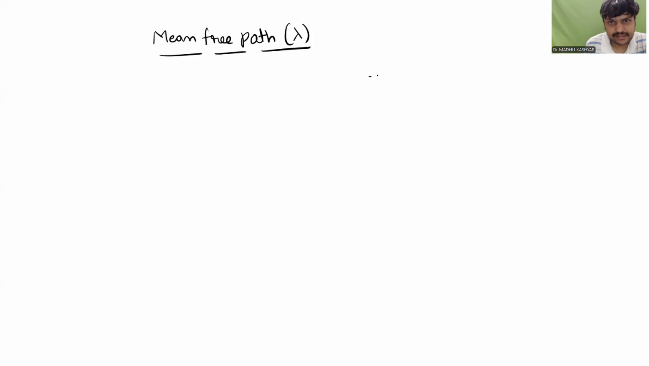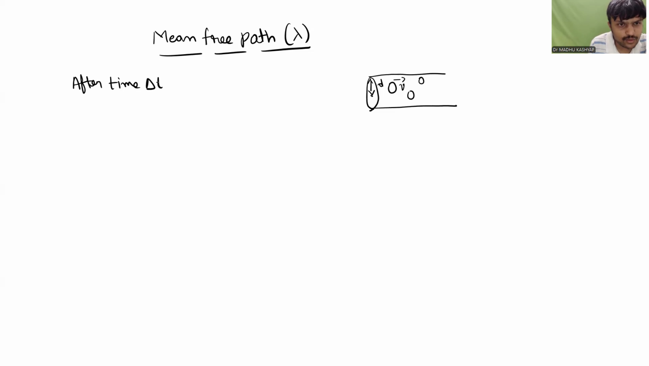So let us consider a cylinder, and let us imagine there are gas molecules inside this cylinder. From the center, let us say the radius is d. Let us consider one gas molecule moving with a velocity v. So after some time, say delta t, what will happen?